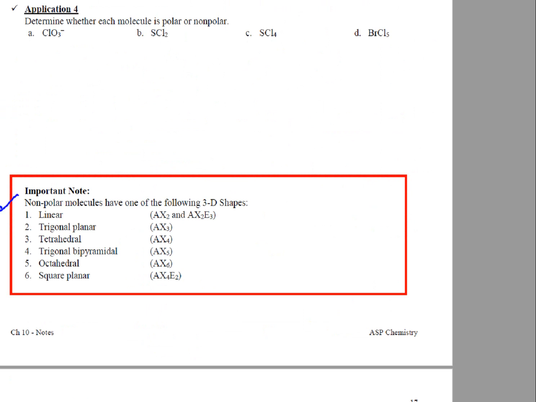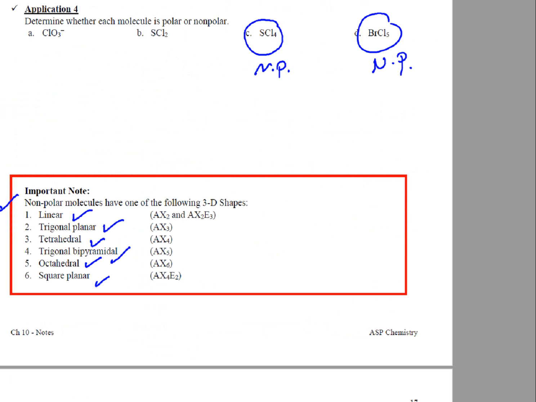Any molecule is nonpolar if it has any of the following 3D structure: if it's linear, trigonal planar, tetrahedral, trigonal bipyramid, octahedral, square planar. All of those are nonpolar, even if they have dipoles. So SCl4, it will be tetrahedral, so it's a nonpolar. BrCl5, it's trigonal bipyramid, so it's nonpolar.